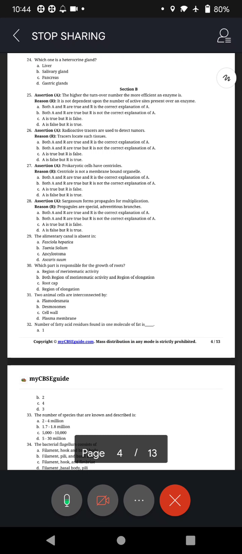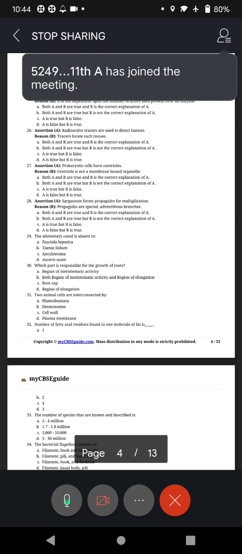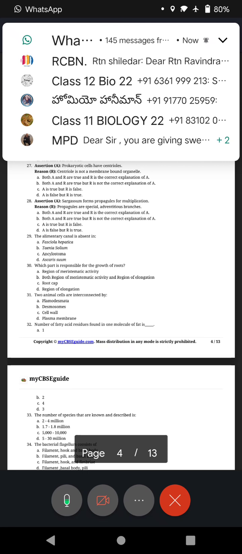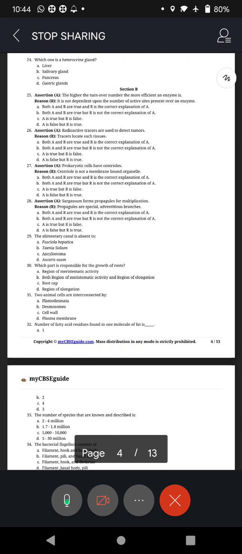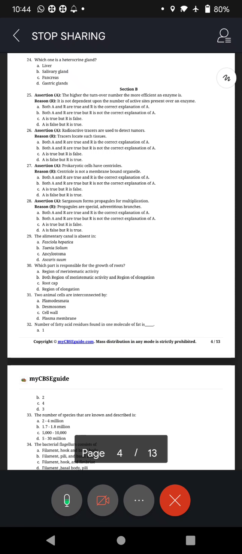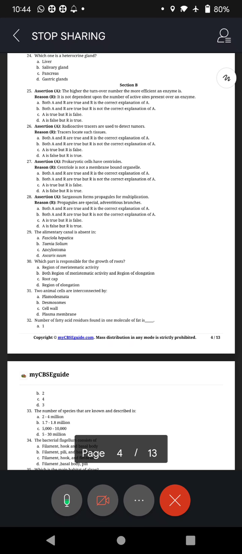So question 25, first statement, assertion A: The higher the turnover number, the more efficient an enzyme is. Yesterday we were talking of turnover number with reference to enzymatic activity. Now reason: it is not dependent upon the number of active sites present over an enzyme. We said every enzyme on its surface will have an active site wherein the reactions will take place. So we have assertion as well as reasoning.